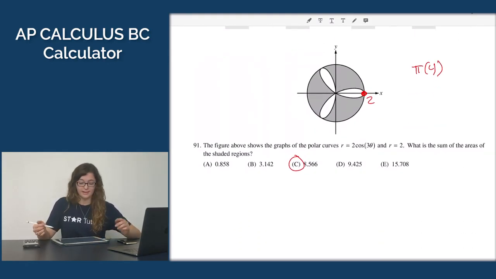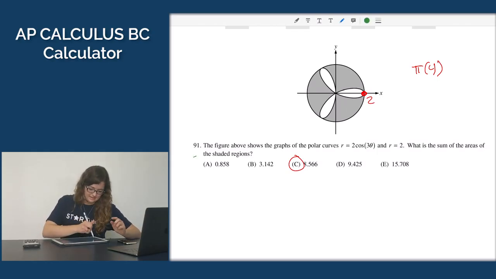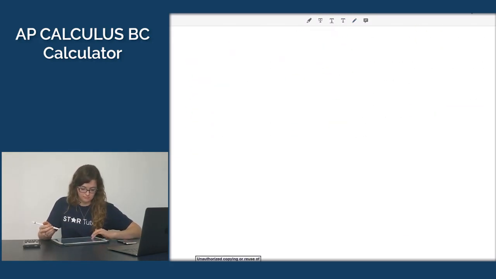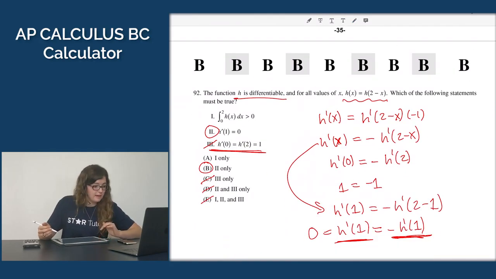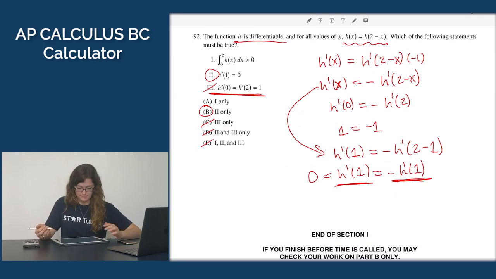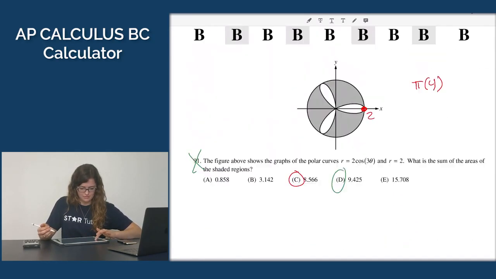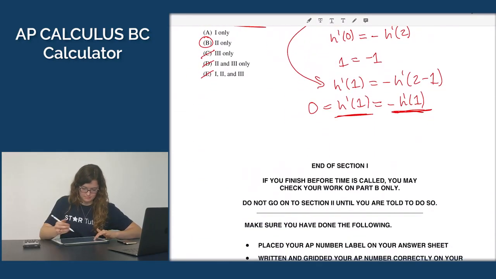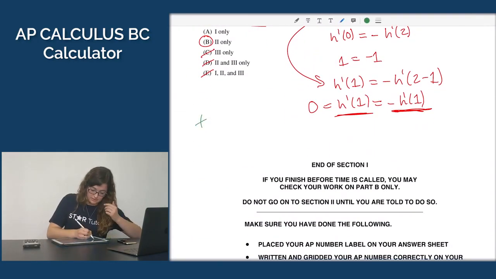91 is D. Okay, so I guessed wrong there. But I narrowed it down to 2 choices by just knowing the area of a circle, so that was good. And 92 is B. Great. All right, so it looks like I only missed 2 problems. So that puts me at, out of these ones, 15 out of 17 on the calculator.